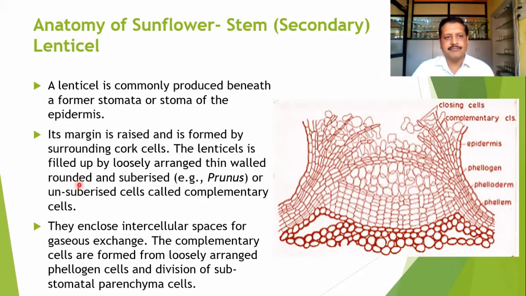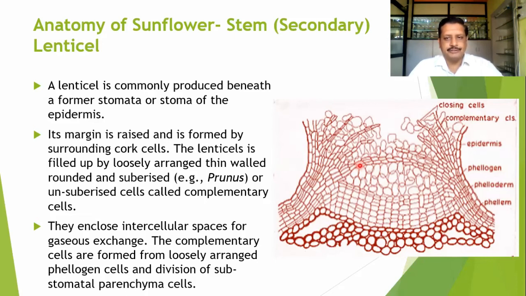The lenticels are filled up by loosely arranged, thin-walled, rounded and unsuberized cells called the complementary cells. Here you can find the complementary cells have been developed. So these complementary cells are loosely arranged, and so the outer part of the tree bark gradually gets pushed out. So it is the phellem and phelloderm tissue which can be gradually converted into a cork tissue.